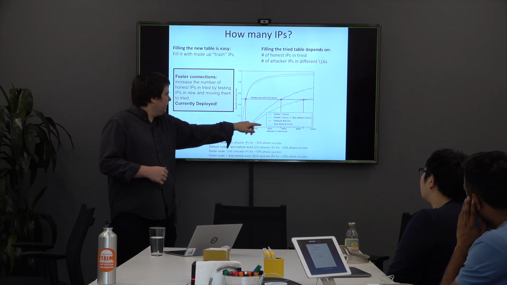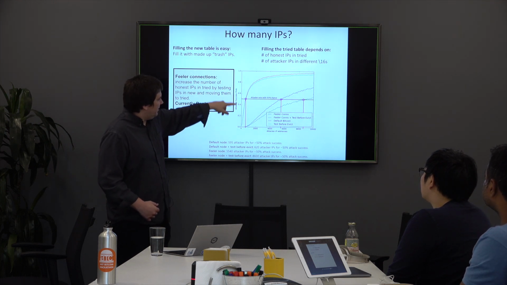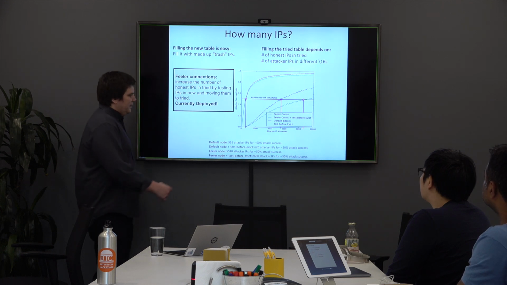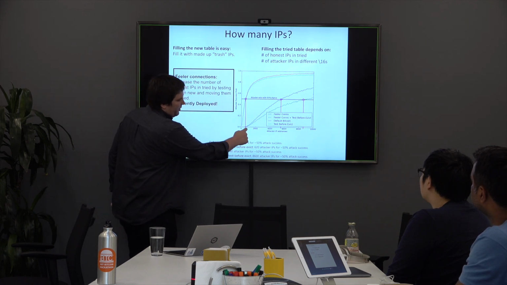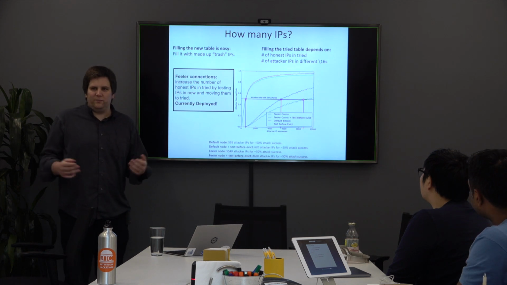Default Bitcoin is this red line, and this is the attacker success probability. So this is 50% attacker success, and this is how many IPv4 addresses the attacker controls. So let's say the attacker has a botnet.